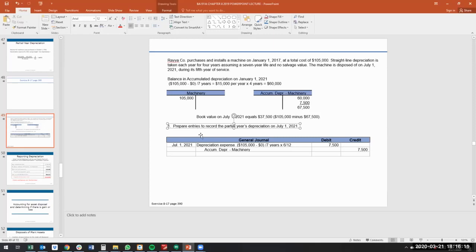Prepare entries to record the partial year. This is just the entry. And we've done this entry many, many times now. Debit depreciation expense, credit accumulated depreciation.